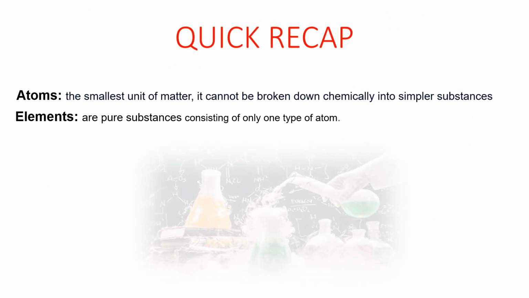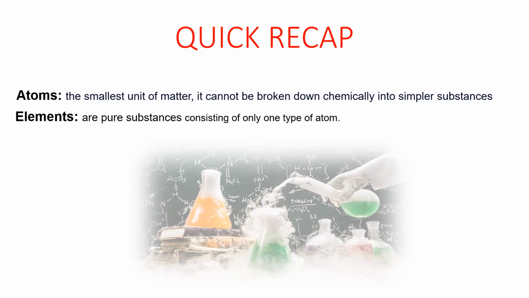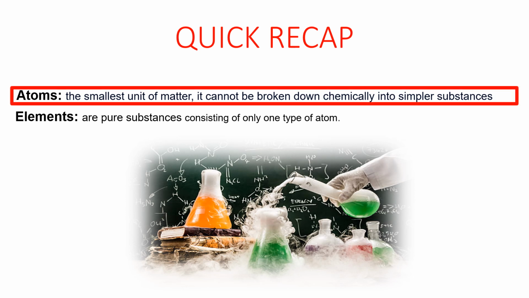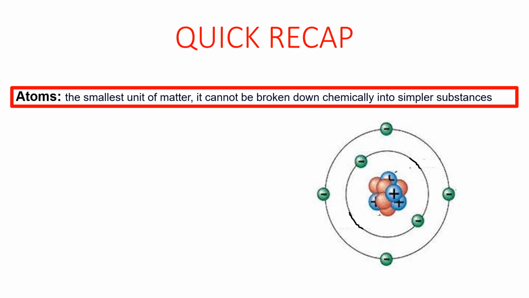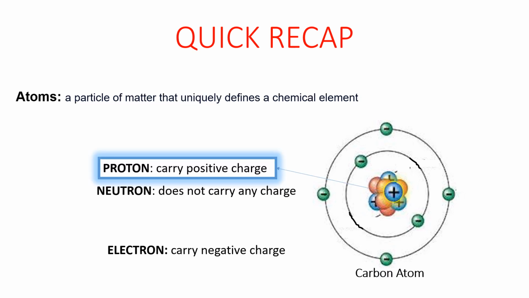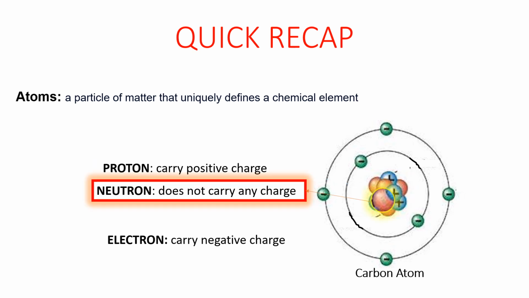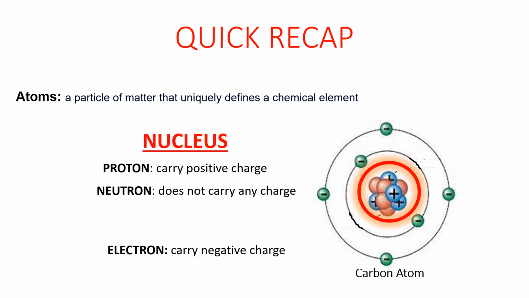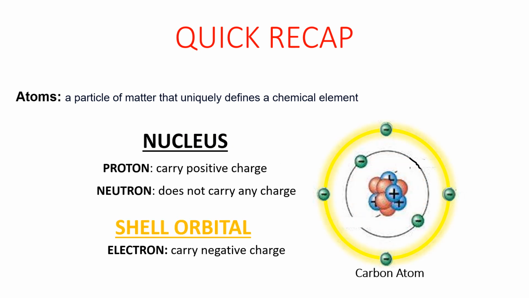Just a quick recap from the previous lesson. We have learned about matter and materials, which consist of atoms and elements. We learned that atoms are the smallest unit of matter and consist of subatomic particles known as the protons, which carry positive charge, neutrons, which do not carry any charge, and electrons, which carry negative charge. Both the protons and the neutrons are located inside the nucleus, whereas electrons occur outside the nucleus, rotating along the orbitals that are surrounding the nucleus.